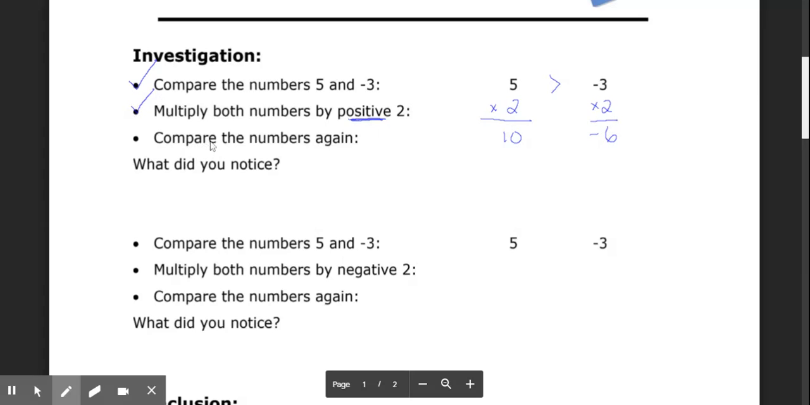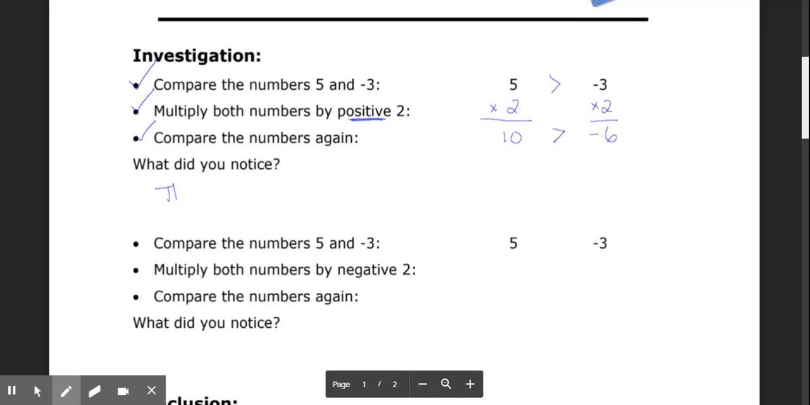Finally, they want me to compare the numbers one more time. So I have a +10 and a -6. Again, positive numbers are greater than negative numbers, so 10 would be greater than -6. So now the question is, what did you notice? We had a statement, an inequality, and we multiplied it by a positive number. But the inequality, in a sense, didn't change. The left number was still greater than the right number. So what did we notice?